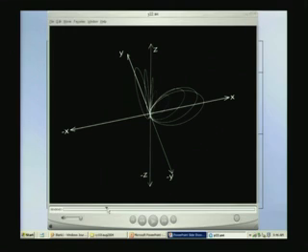Now as you go further, 2 phi goes from 180 degrees to 270 degrees as phi goes from 90 to 135, and you see that it again goes to 0.